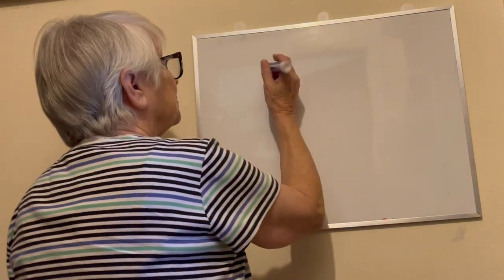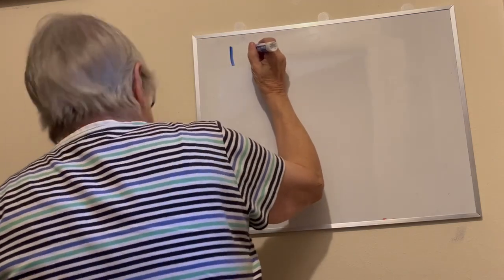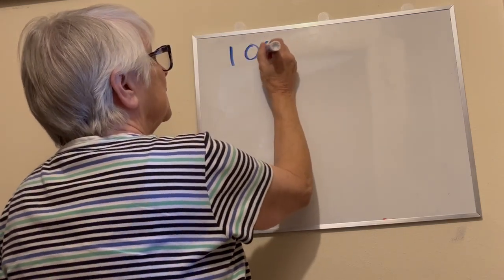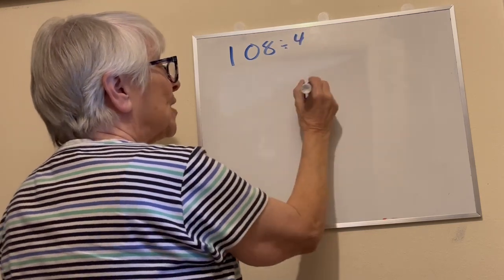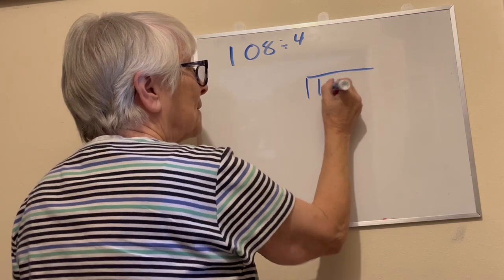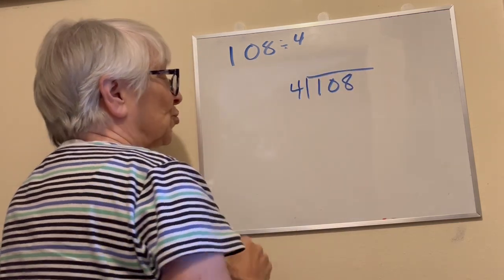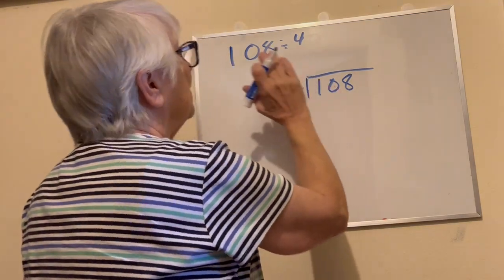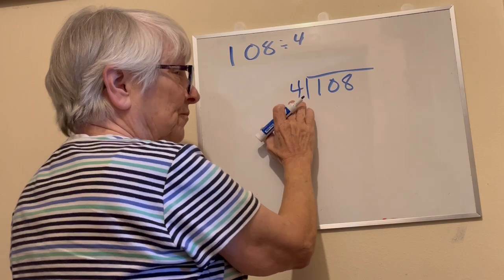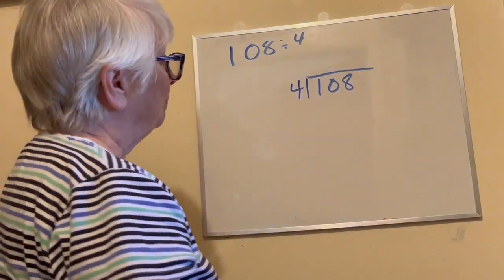Okay, now I'm going to try 108 divided by 4. Remember, the first number is the one that goes in the box. And the second number is the divisor, which goes on the outside. This is the dividend inside the box. This is the divisor outside the box. The answer is called the quotient.